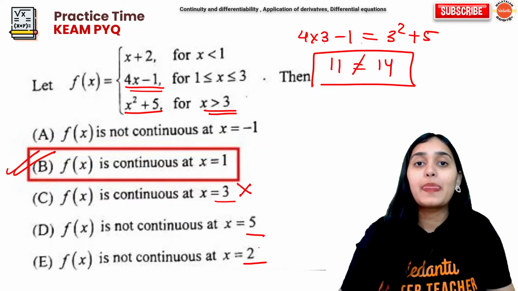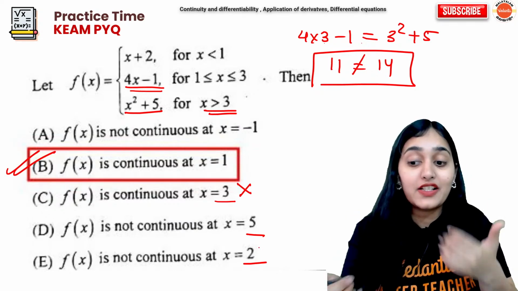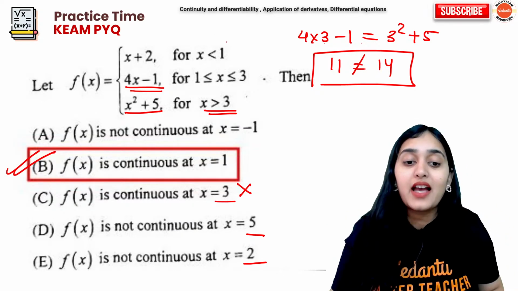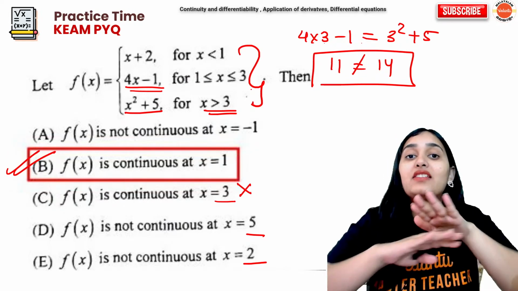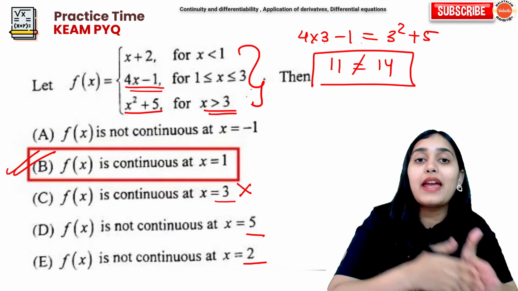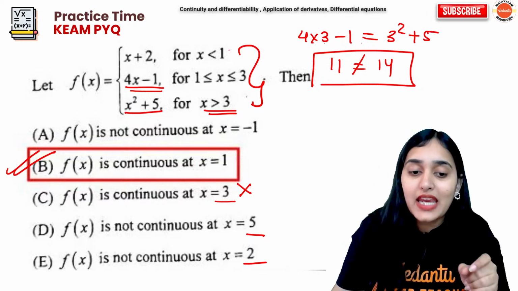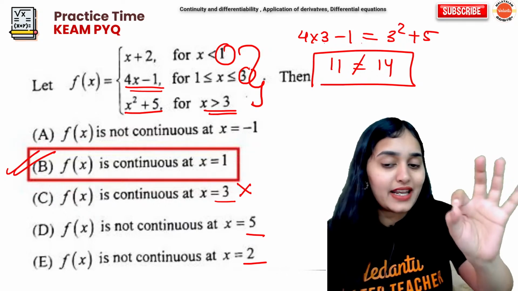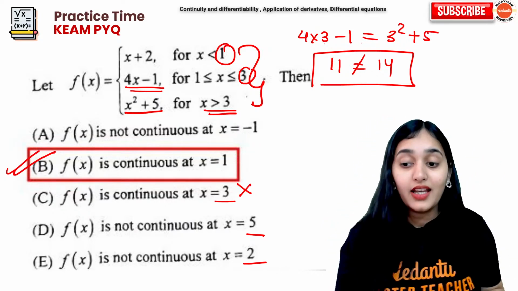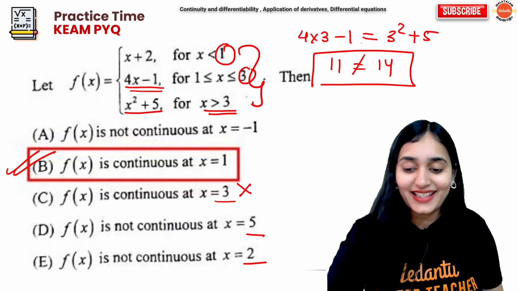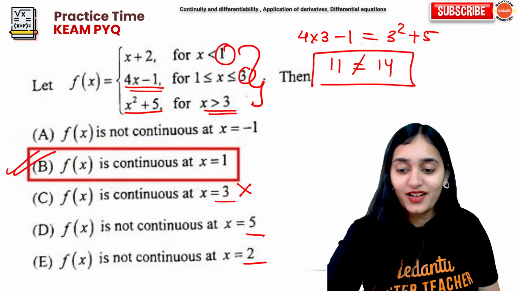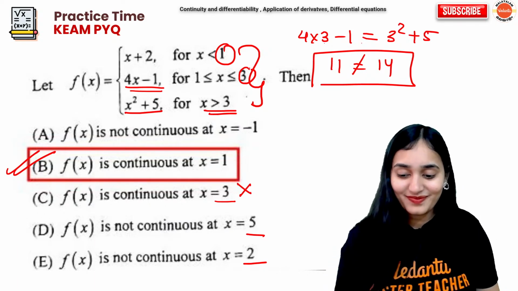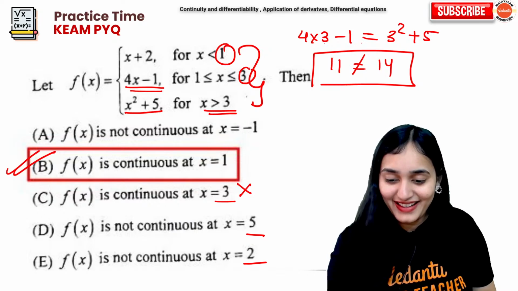5 and 2 are not discontinuity points. Why are they not discontinuity points? Because the function is not changing at 2 and 5. The function is changing at 1 and 3. So we will only check at 1 and 3. Easy or not? Tell me. Easy, right? Okay, awesome.